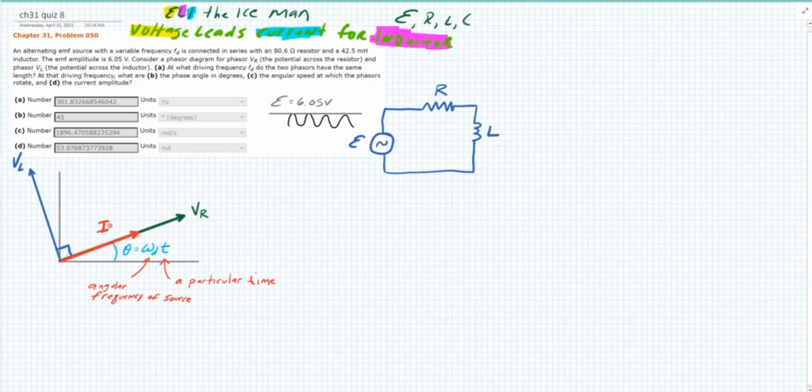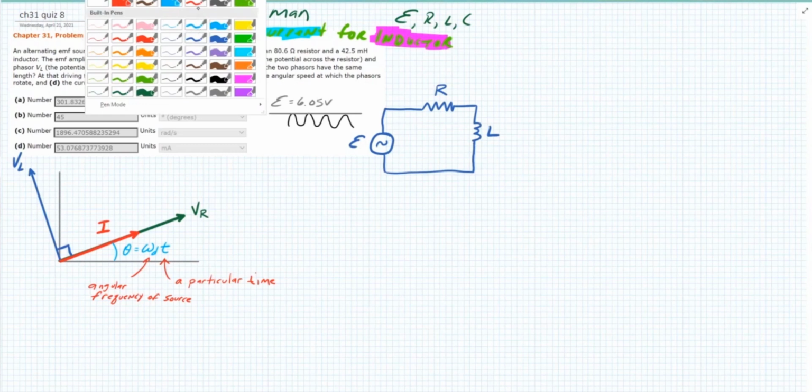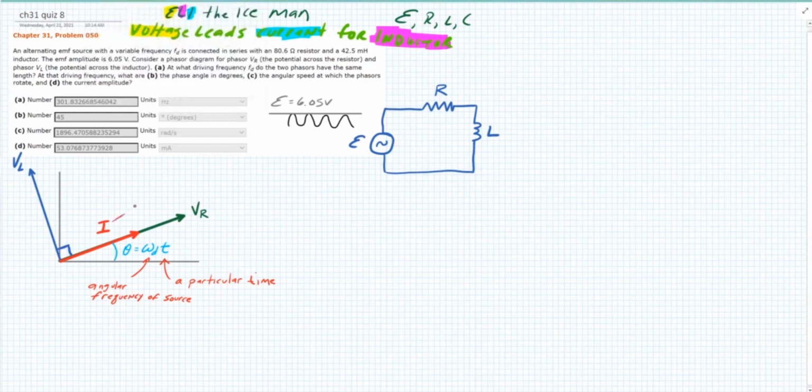This I is the current going through the circuit, and I is like the great unifier. The great thing about current here is that current is the same everywhere. There's no such thing as phase differences. Current is the same everywhere, so it's the great unifier. It's like the system clock. Current is the same everywhere.